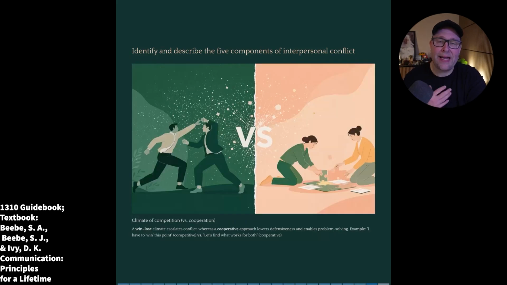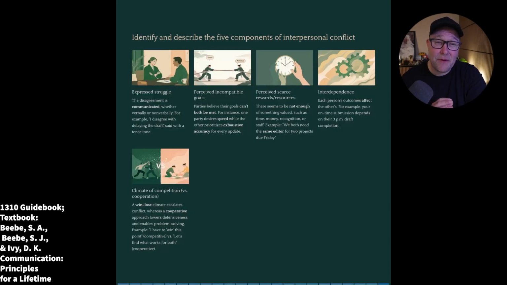A climate of competition is characterized by a win-lose climate that escalates conflict, whereas a cooperative approach lowers defensiveness and enables problem solving. For example, I have to win this point is more competitive, whereas let's find what works for both of us is more cooperative. The 5 components of interpersonal conflict are expressed struggle, perceived incompatible goals, perceived scarce rewards and resources, interdependence, and a climate of competition versus cooperation.